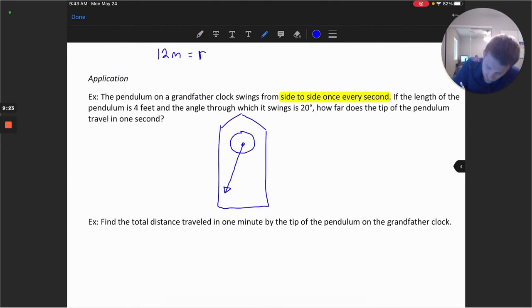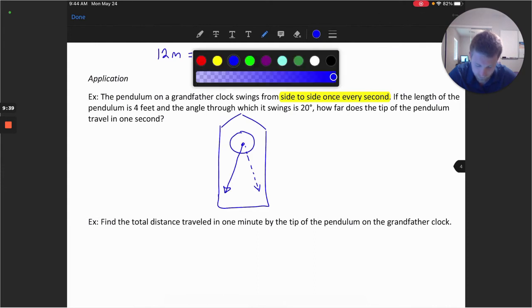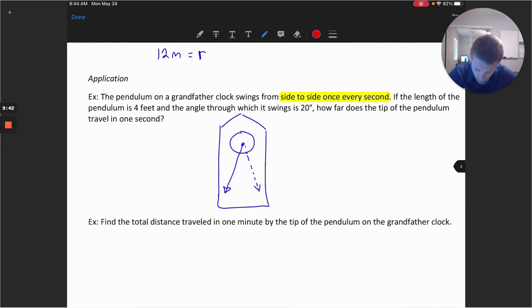So on its far right reach, we know that this is going to swing through an angle of 20 degrees. So let's continue to label this up a little bit. If we swing through here an angle of 20 degrees, that's right here. And we know the length of this pendulum is 4 feet, so we can label that as well. This is a 4-foot pendulum. We want to know how far the tip of the pendulum travels in 1 second.